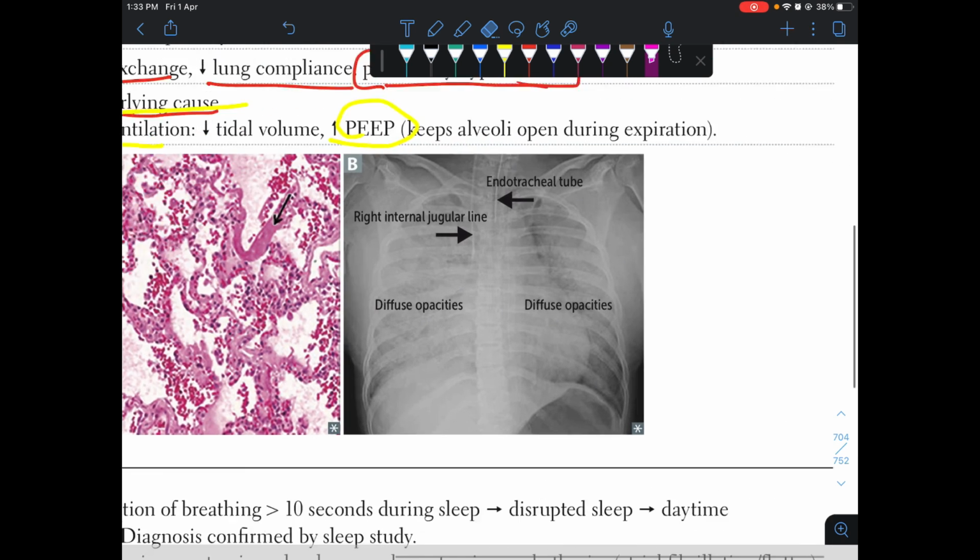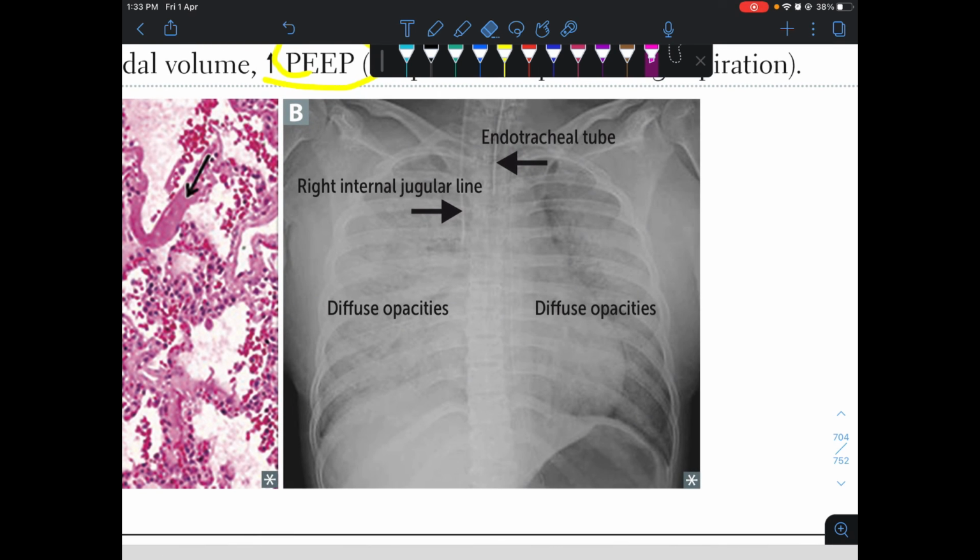And on the chest x-ray we find the shifting of the endotracheal tube. This should be normally midline to the vertebral column, but here we can see the shifting to the right side, and we can see the diffuse opacities because of the collapsing of the alveoli, diffuse alveolar damage, and diffuse opacities can be seen. This is due to ARDS.